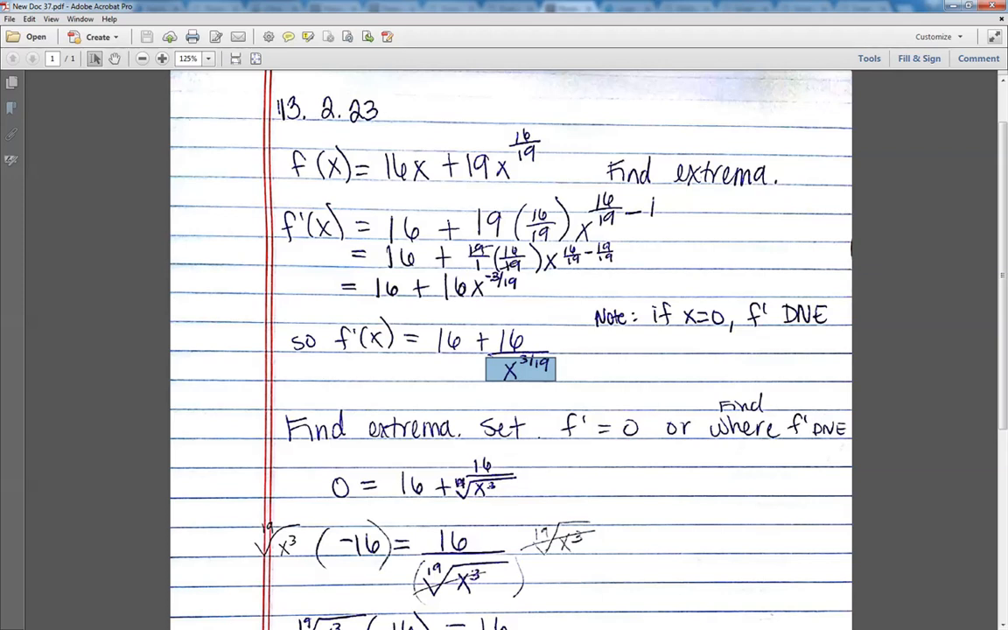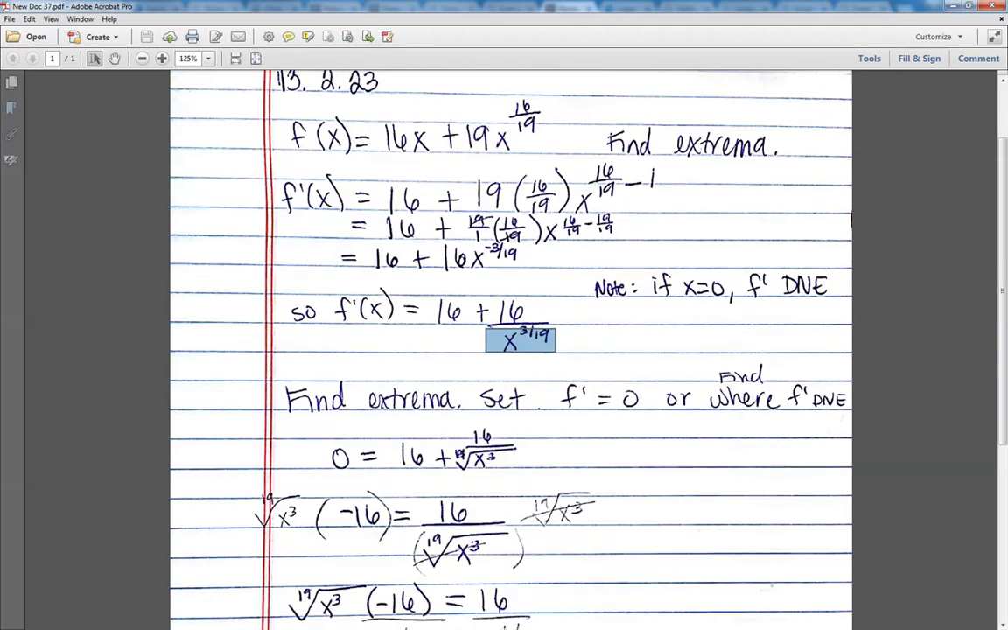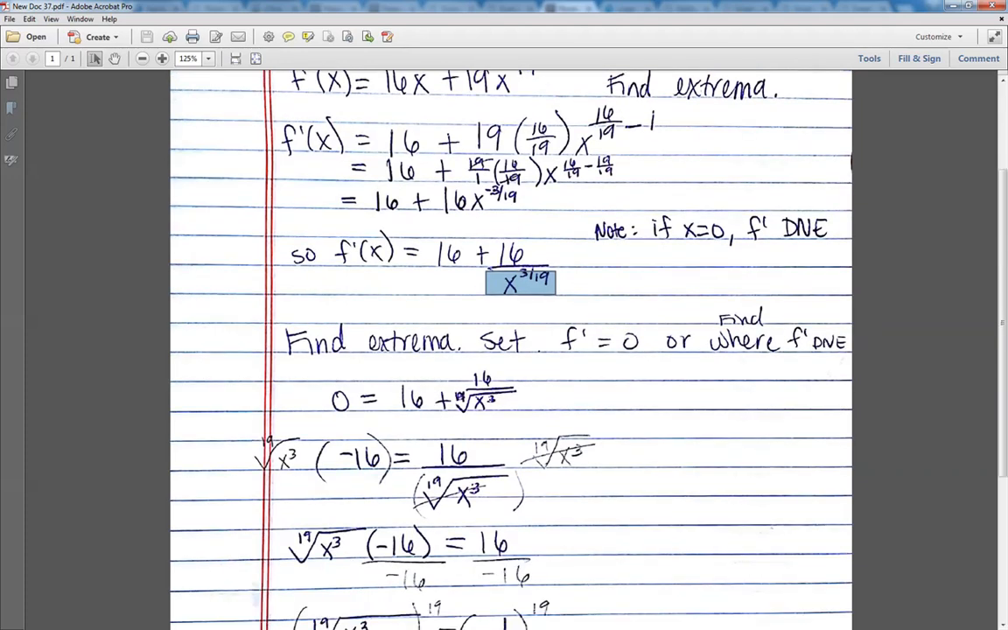So I have 0 equals 16 plus 16 over x to the 3/19, but I can rewrite that as we remember in our prerequisite material. I take the denominator, which becomes what's called the index of the radical, so I've got the 19th root of x cubed, so the 3 came from the numerator, and then I'm simply solving an equation here, and so I'm going to multiply both sides by this denominator.